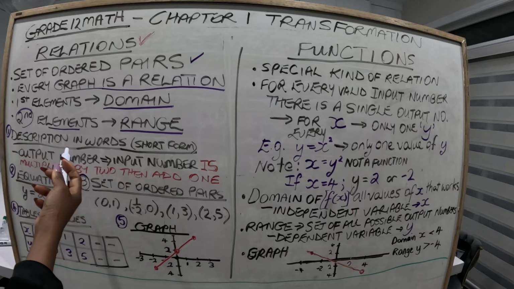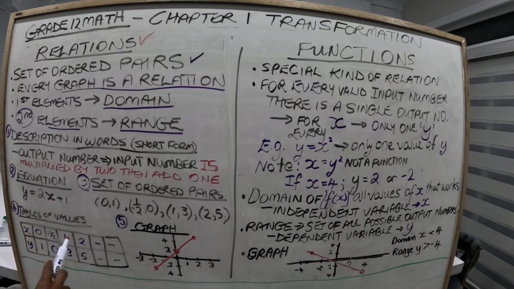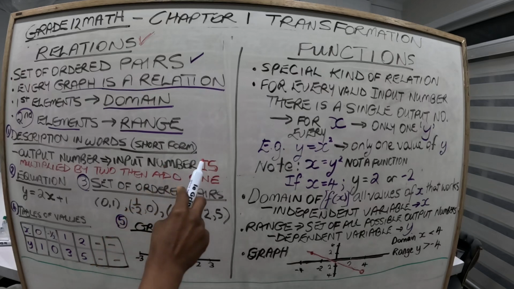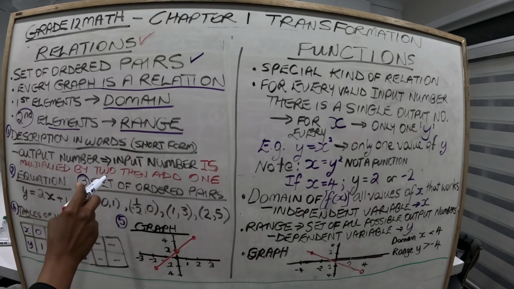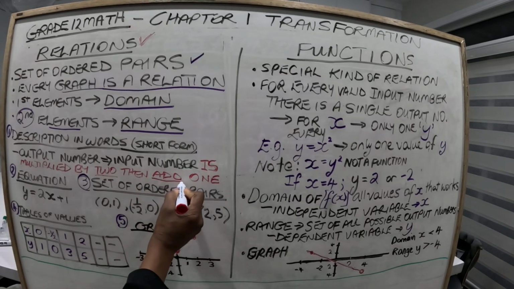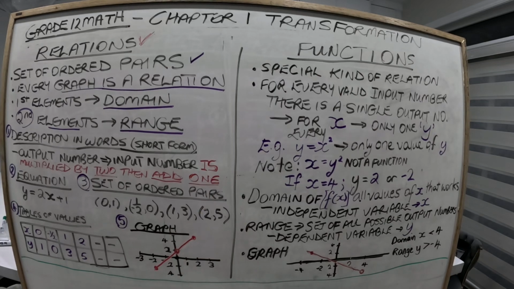The output number, which is the result of what you're going to be finding, is such that the input number, which is the starting point, is multiplied by 2, and then you add 1. Okay?